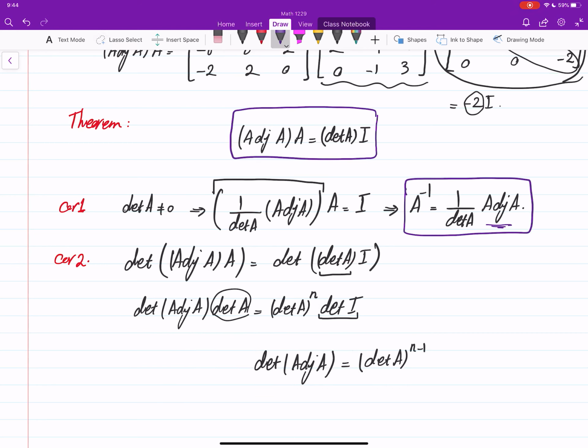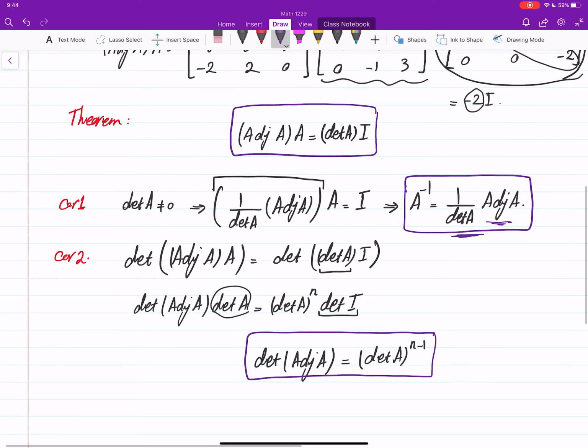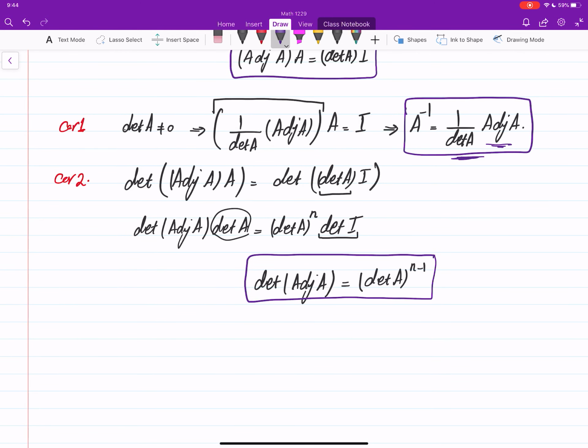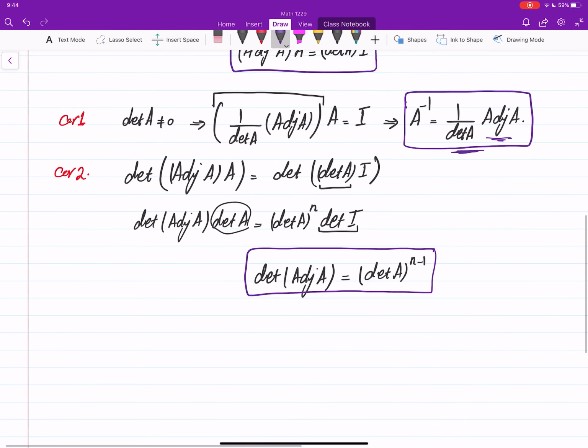and that's the next corollary of this fact. So we have, if you multiply adjoint by A, you get a multiple of the identity, the determinant times the identity. Then we can use that fact to find A inverse, and use that fact to find the determinant of the adjoint matrix. Okay, so having all these things said, now it's time to do some examples.